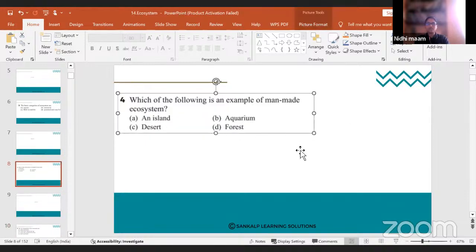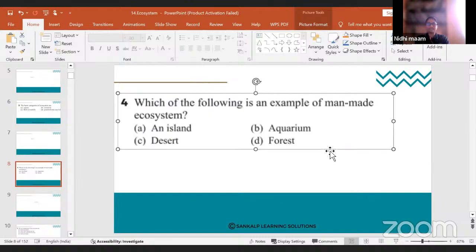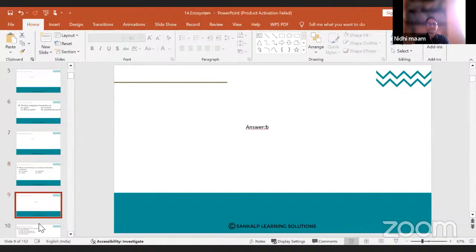Next question. Which of the following is an example of a man-made ecosystem? Very easy question. A, an island, B, aquarium, C, desert, D, forest. Which of the following is an example of a man-made ecosystem? Akash, answer it. Tasmiya Banu, Kavya, Ramya, Dhanush HJ. Good. Pavitra, Jyoti, answer it. Very easy question and quick responses from you all. Option B is the right answer.